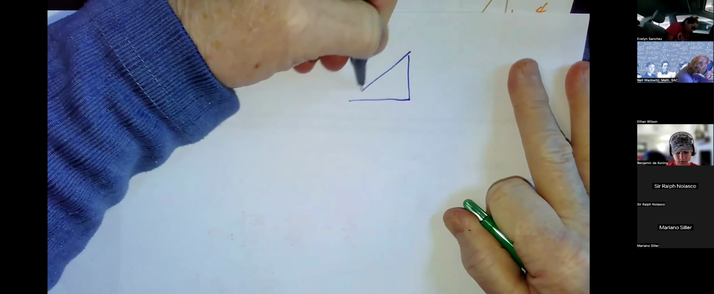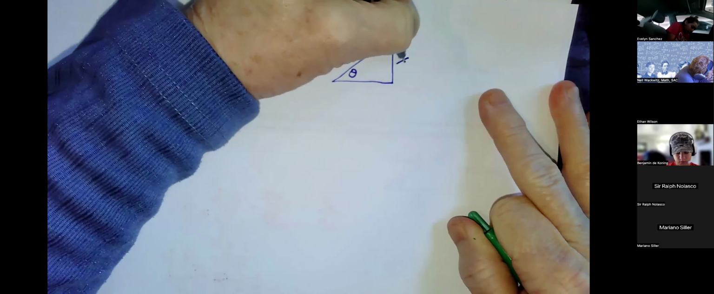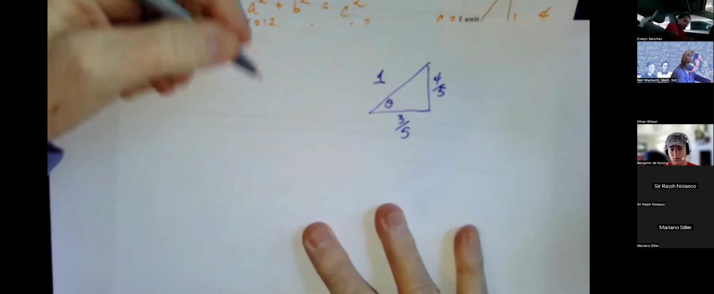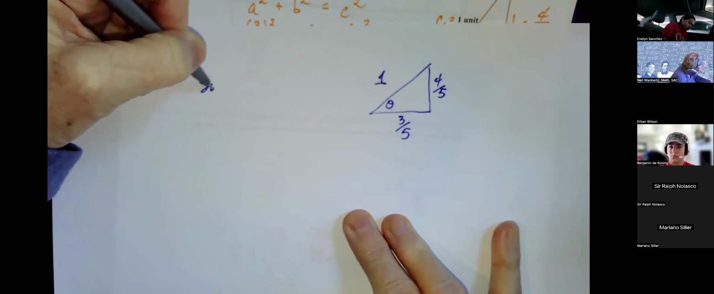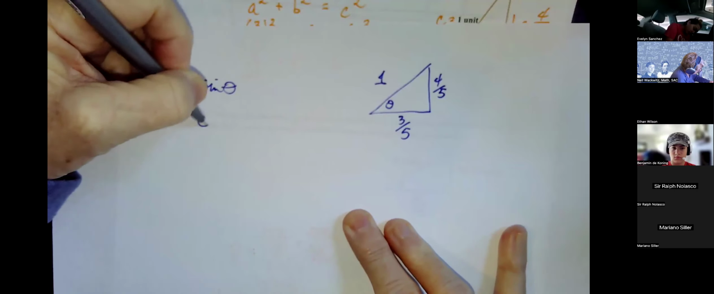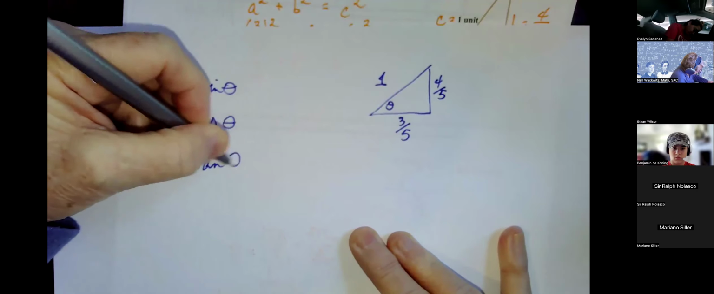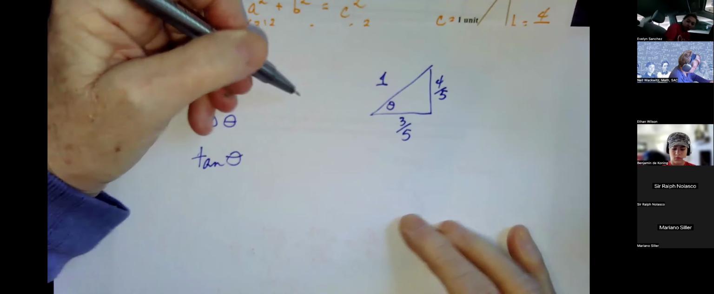Okay, so we have the triangle. Four-fifths, three-fifths, 1. And we want to find the sine of theta, the cosine of theta, the tangent of theta, and the reciprocals.